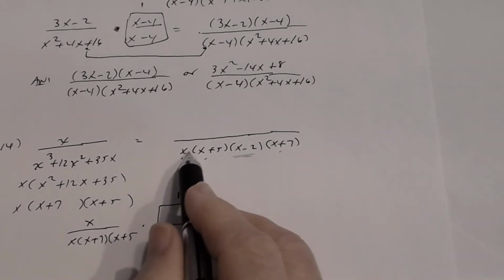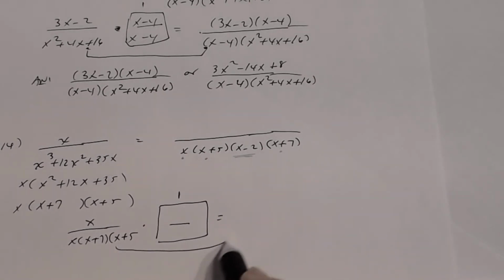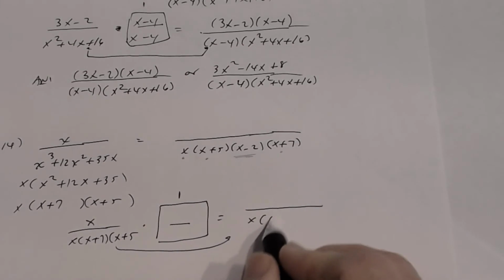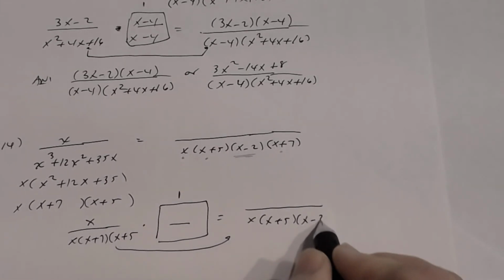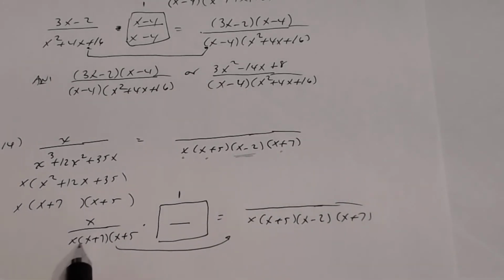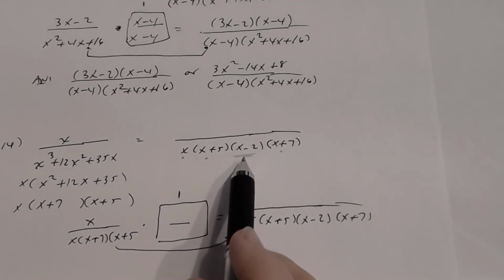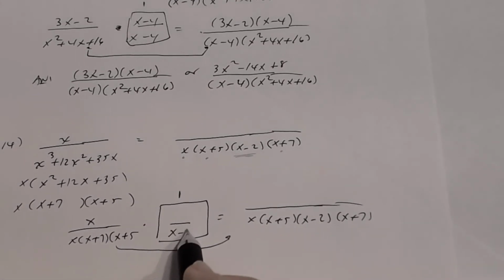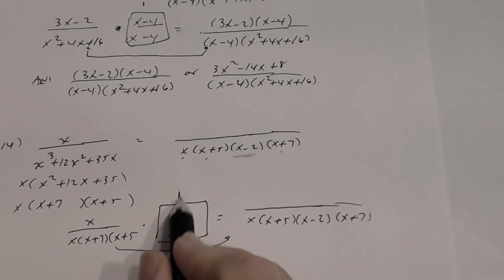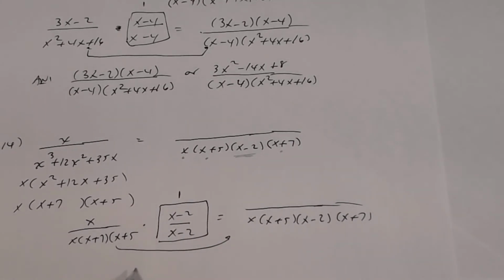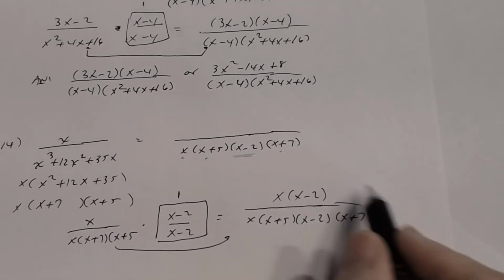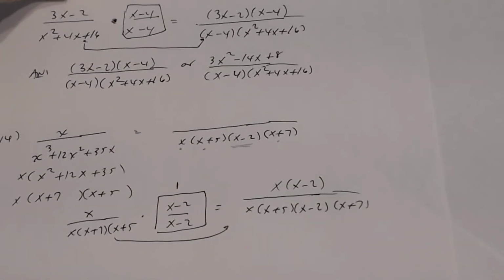And I want to get an equivalent rational expression that has this denominator, x times x plus 5 times x minus 2 times x plus 7. And so I've got to multiply these 3 factors by, what was it, x minus 2, to get this. But what I do to the denominator, I do to the numerator, so I can keep this equal to 1. And so, therefore, I get x times x minus 2. And so this right here is your answer. So you wrote an equivalent rational expression.